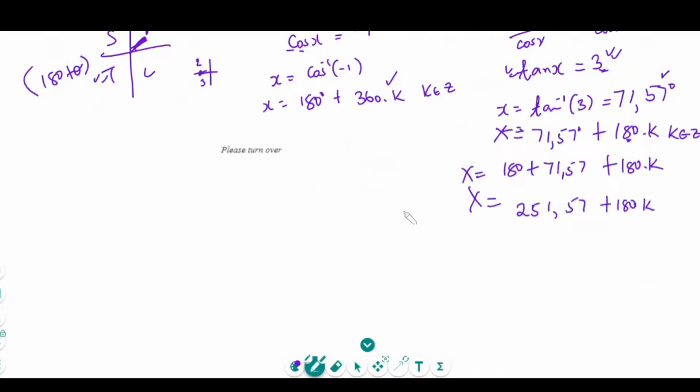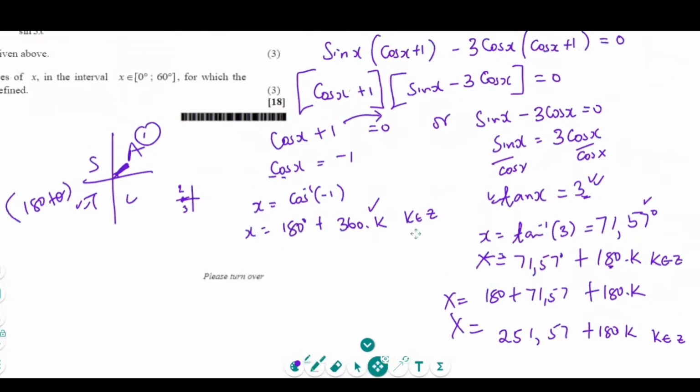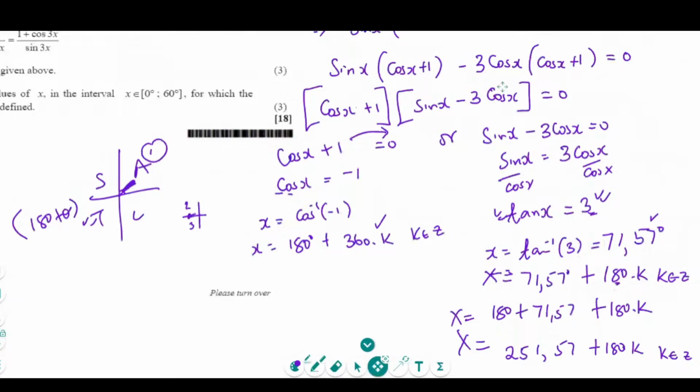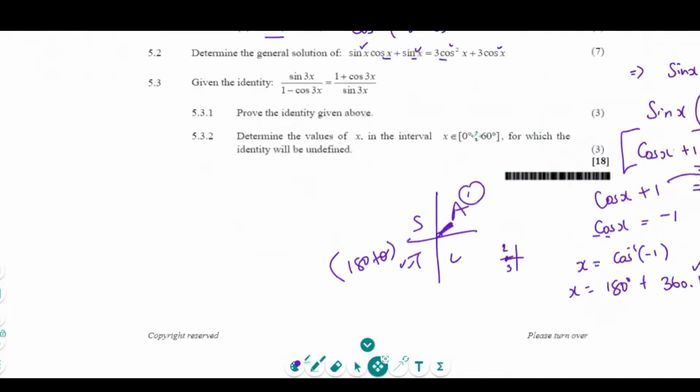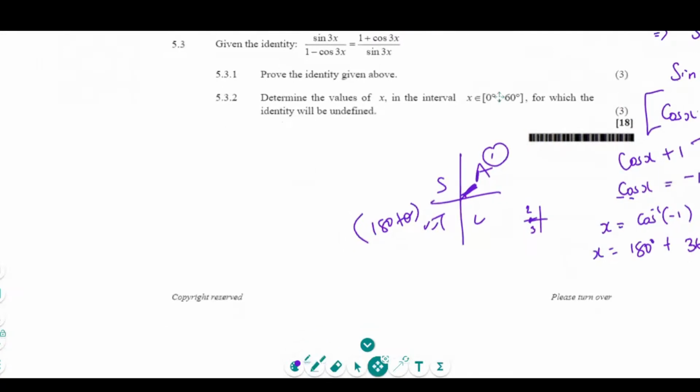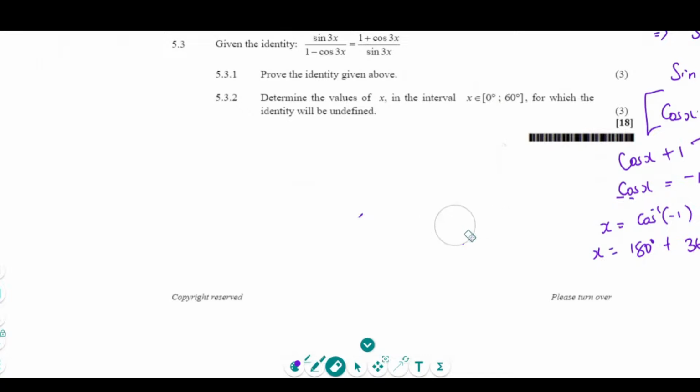Some people use n instead of k. It doesn't matter for as long as you've represented something. So guys, those are our general solutions for 7 marks. Please don't be tempted to cancel, because you'll be killing a solution. All right, then 5.3, proving identities. With this, we always prefer to move from one side to the other side. Both sides look to have pretty much the same number of terms or items. Nevertheless, I'll start from the left-hand side.